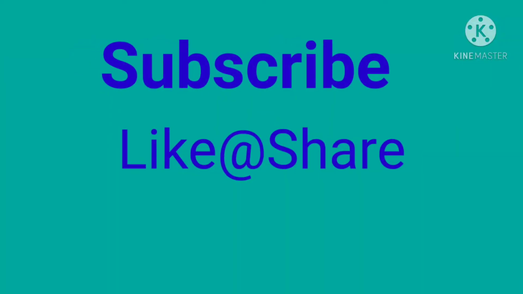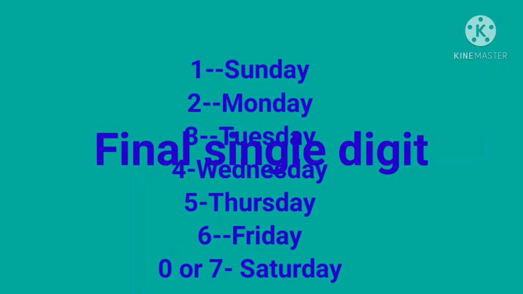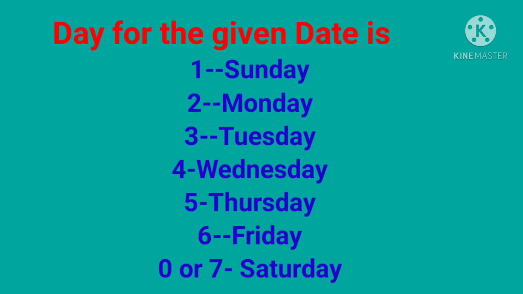And third table: when we do all the calculations, we get a final single digit answer. If the single digit answer is 1, then the day for the date which we are finding is Sunday. If it is 2, the day is Monday. If it is 3, it is Tuesday. If it is 4, it is Wednesday. If it is 5, it is Thursday. If it is 6, it is Friday. If it is 0 or 7, it is Saturday.